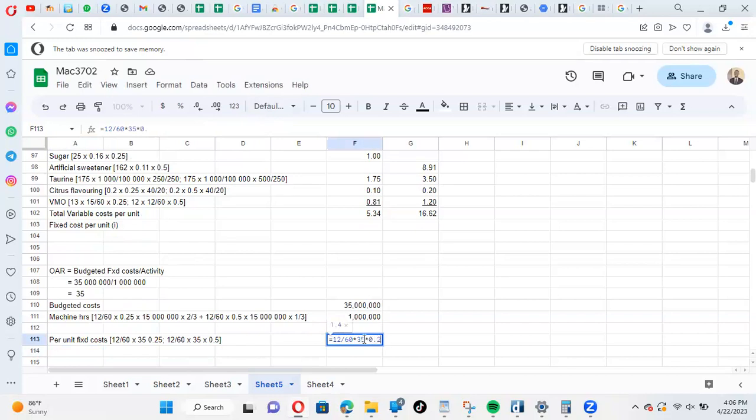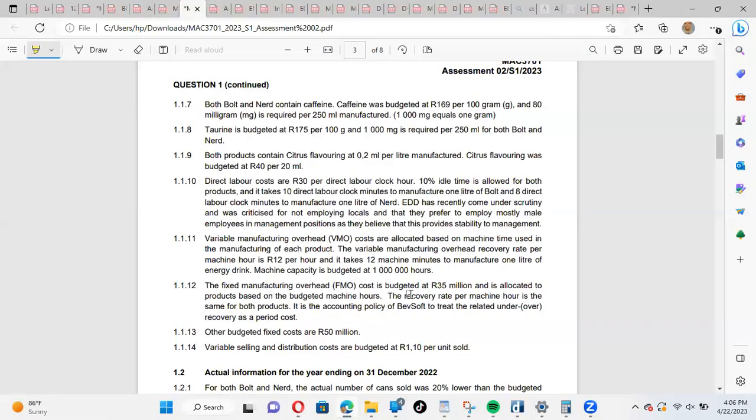I'm going to repeat that, times 0.25, so that nobody is lost. Let me just put it in first. So it's 12 over 60 times 35 times 0.5. What's happening here? According to the question, our recovery rate is based on machine hours. Where do we get the machine hours? We are told it's 12 minutes to manufacture a liter of energy drink, so both work with 12 minutes. Hence it's 12 over 60 times the production.